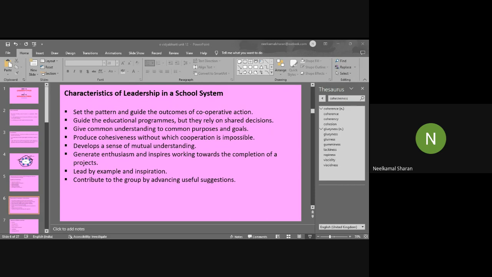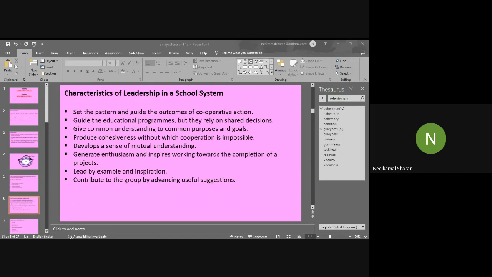The next important characteristic is to give common understanding to common purposes and goals. In a school system, there are common purposes and common goals. What is the goal of a school? The most important goal of a school is increasing the achievement of the students, suppose. This goal is common for the head teacher and for other members also. So they give common understanding.